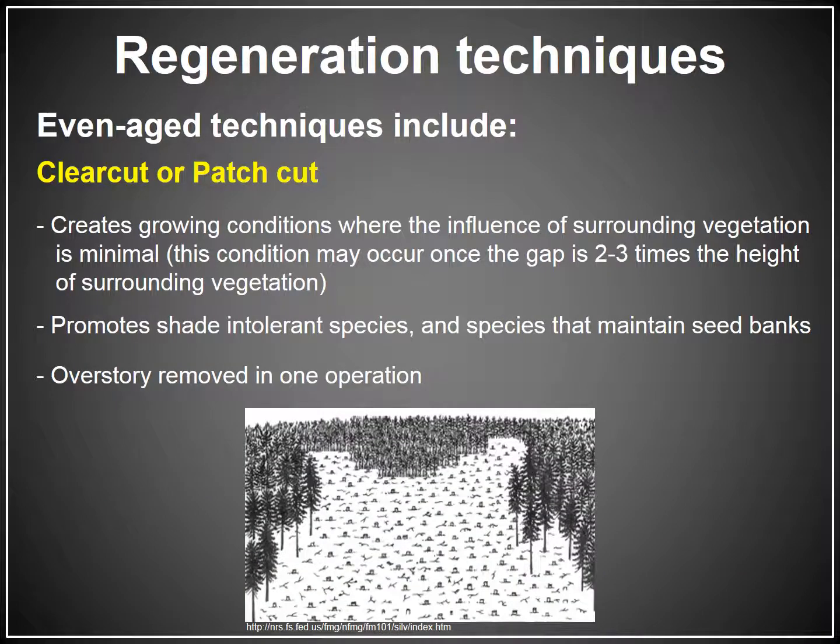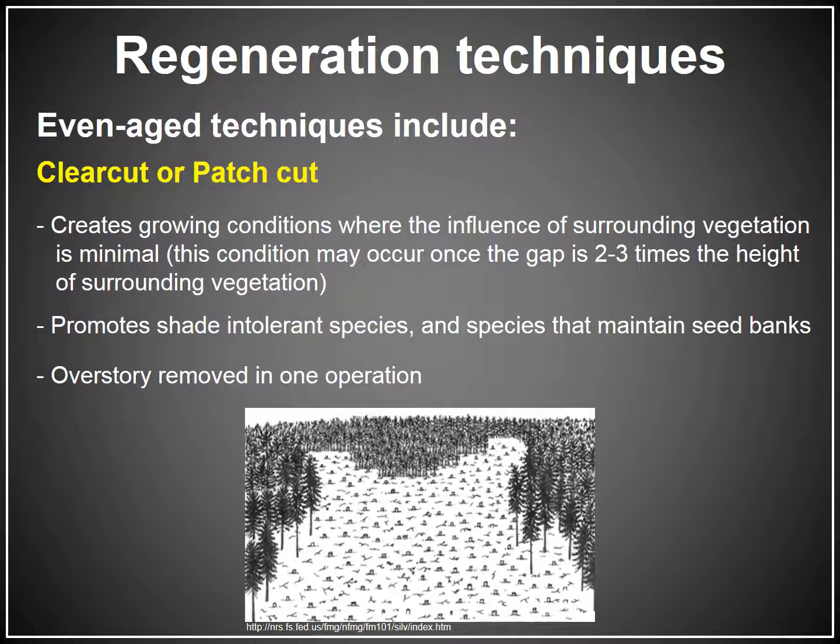So we'll start with even-aged regeneration treatments, and right off the bat, we'll hit the most controversial of these treatments, the clear cut. By definition, a clear cut results in a forest opening large enough so that the influence of the surrounding vegetation is minimal. Generally speaking, you reach this condition at the very middle of a gap that's 2 to 3 times the height of the surrounding trees. With trees on average 80 feet tall, a gap that's 3/4 of an acre or an acre in size generally results in this condition.